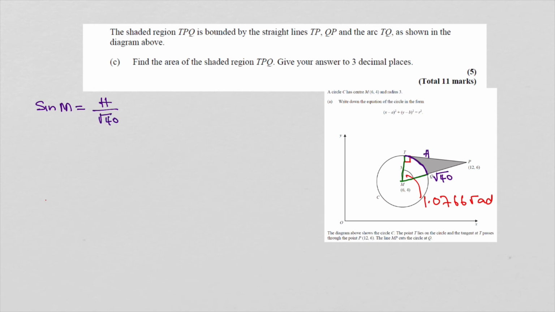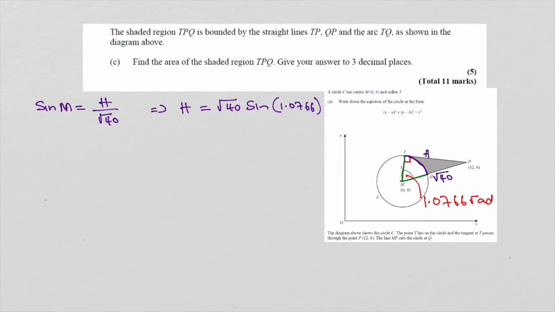Therefore, we know what h is. So that implies that h, multiplying both sides by root 40, will be root 40 sine m, and m is 1.0766. So we know what h is now.